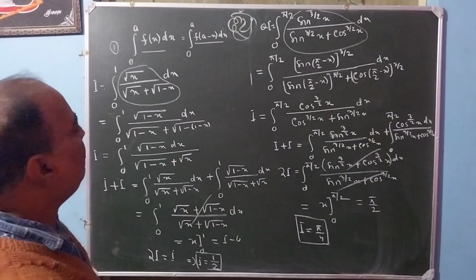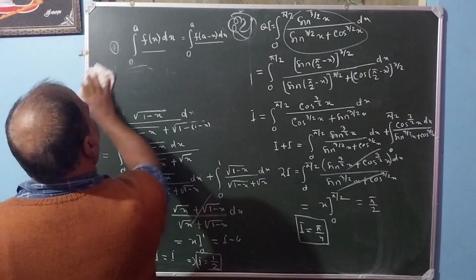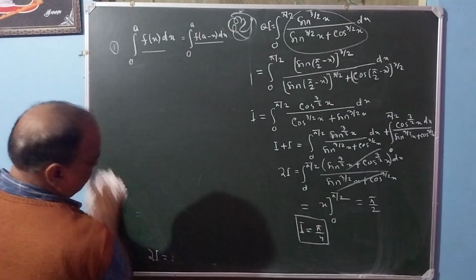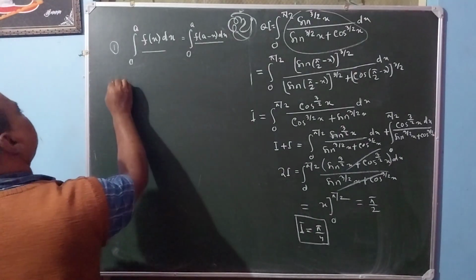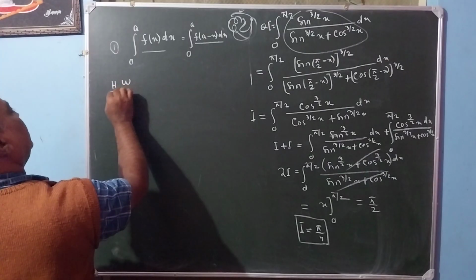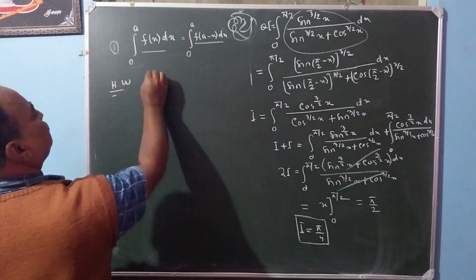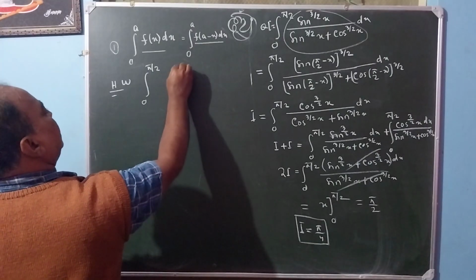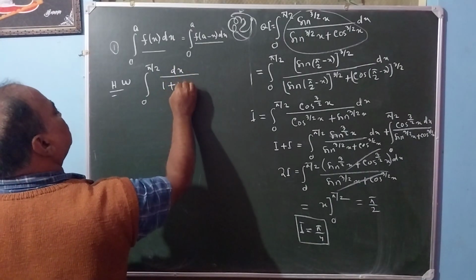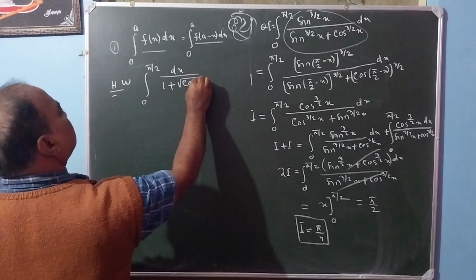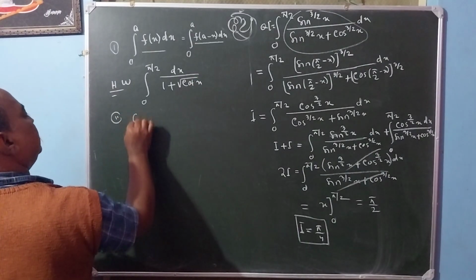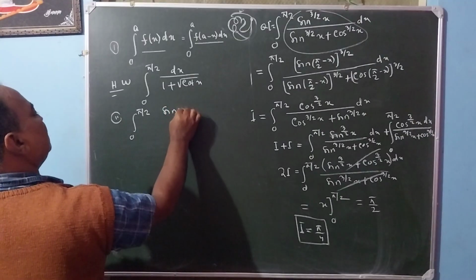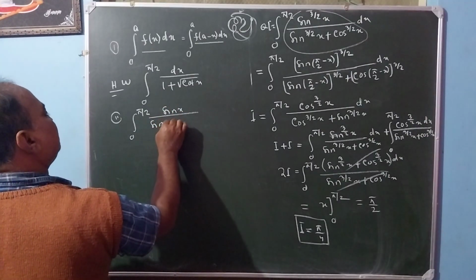Using this formula, you have to work out some problems. Write down the homework. Homework of this question. HW. Using this formula, you have to work out: integration from 0 to pi by 2, dx by 1 plus root of cot x; integration from 0 to pi by 2, sin x divided by sin x plus cos x.